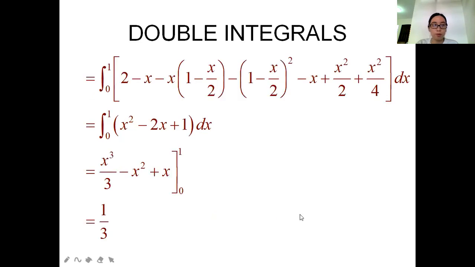Okay, so finally, the answer is 1/3 cubic units. Cubic units, since it is the volume that we are looking for.